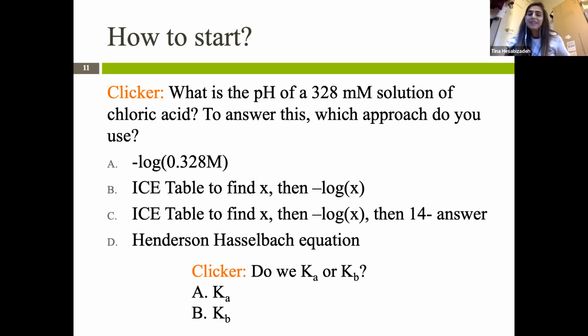Okay, so in our ice table, do we use Ka or Kb if we had both of them in this specific problem? Ten seconds. We use Ka. Sorry, oops. It's the question at the bottom: are we using Ka or Kb in that ice table if we had access to both? A couple more seconds.